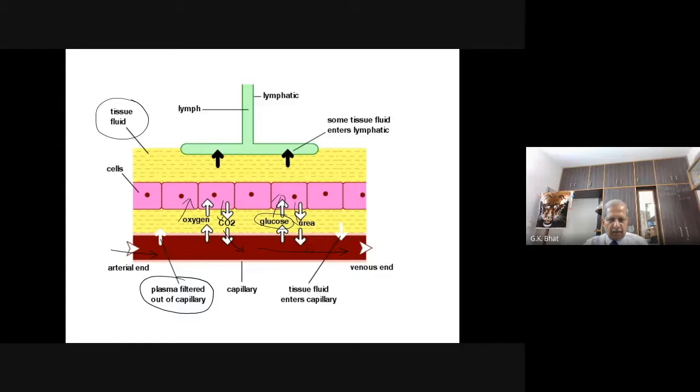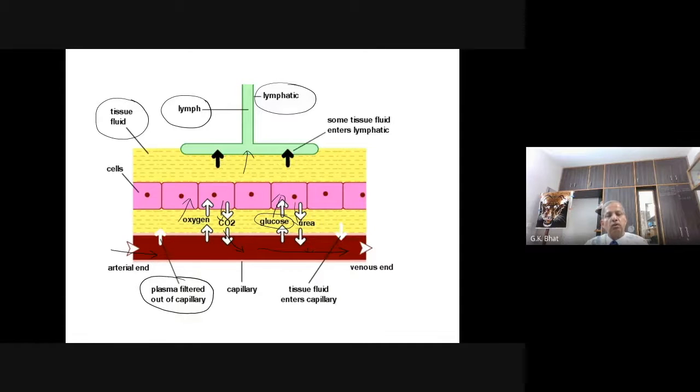And later, some of this tissue fluid, whatever you see around the tissue, enters into a special type of vessel called the lymphatic vessels. The moment some of the tissue fluid enters into the lymphatic vessel, it is no more called tissue fluid, but is called by another term, lymph. In fact, lymph is nothing but tissue fluid, but it gets the name lymph once this tissue fluid enters into the lymphatic vessel. Now you may get the doubt.